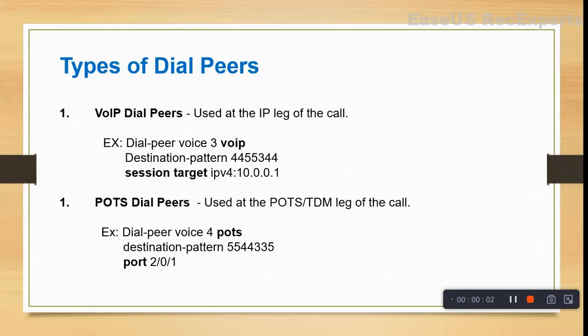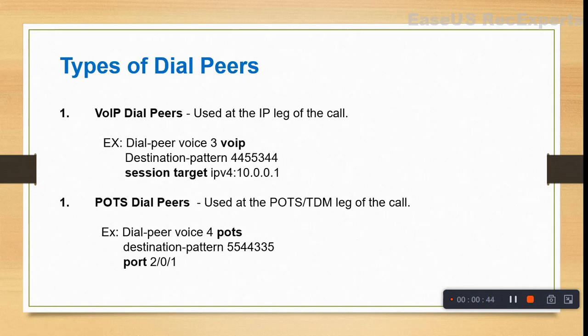And in case of a VoIP dial pair, when someone dials this number, it will be sent to the IP address mentioned after the session target command. So 10001 will be the destination IP address where this call will be sent. Remember one thing, you don't need a session target command when you are using the dial pair as an incoming dial pair. Session target is needed only when you want to use the dial pair as an outgoing dial pair.